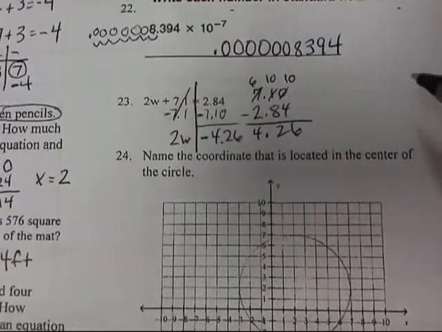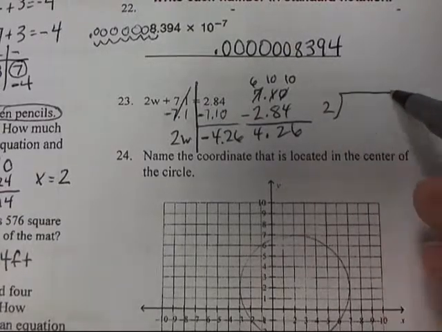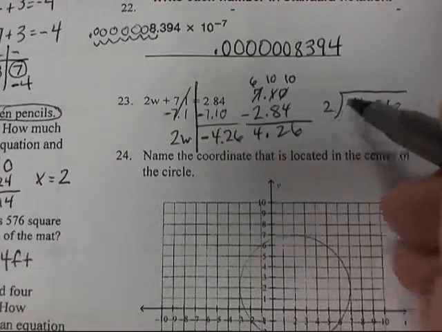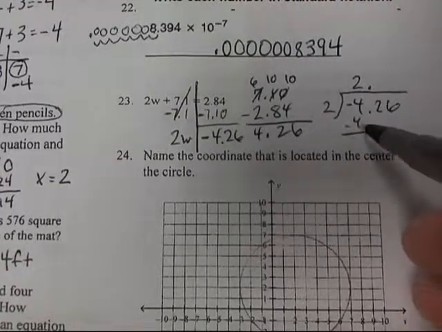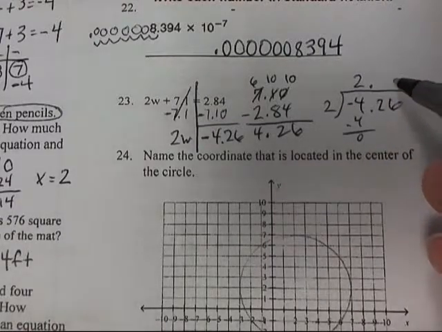So now we need to divide negative 4.26 by 2. So we just cut it in half, basically, 4.26. So 2 goes into 4 2 times. Line up your decimal. 2 goes into 2 1 time.